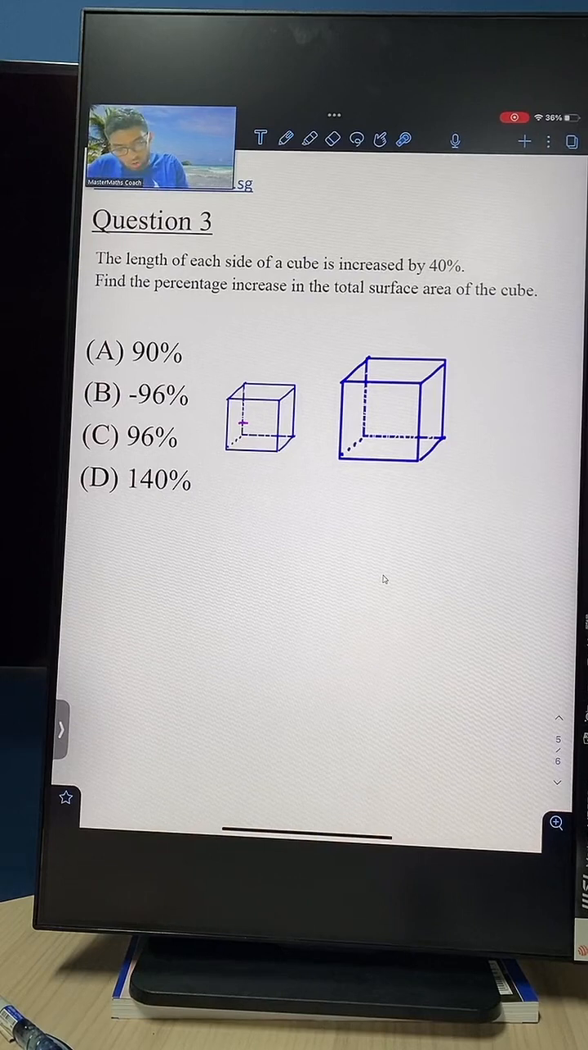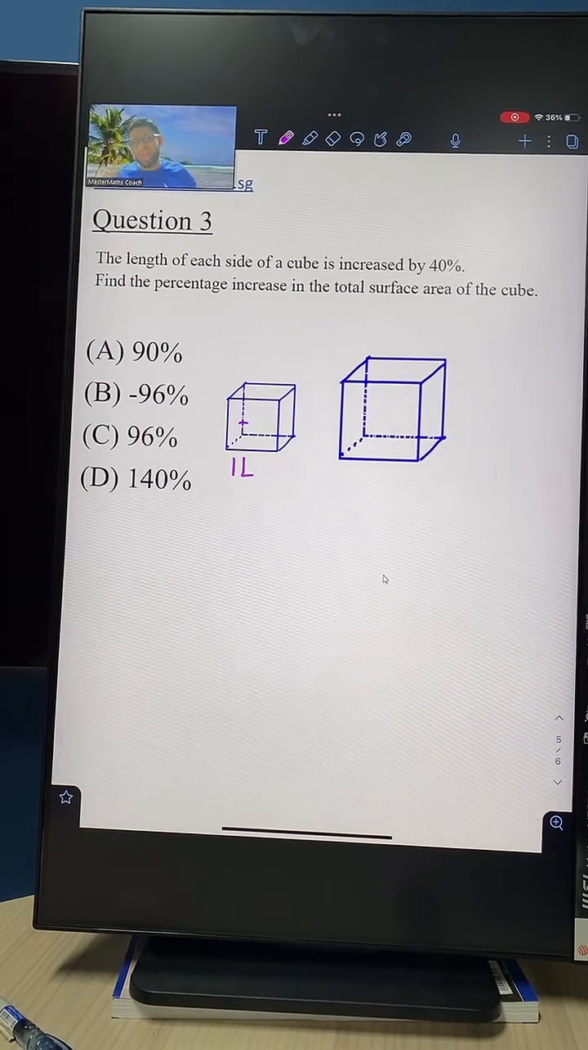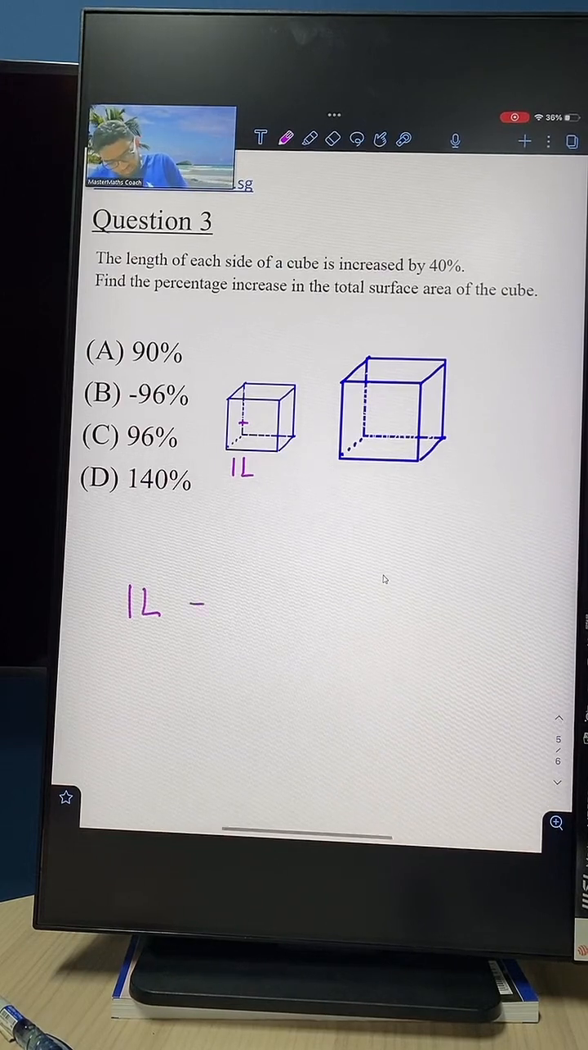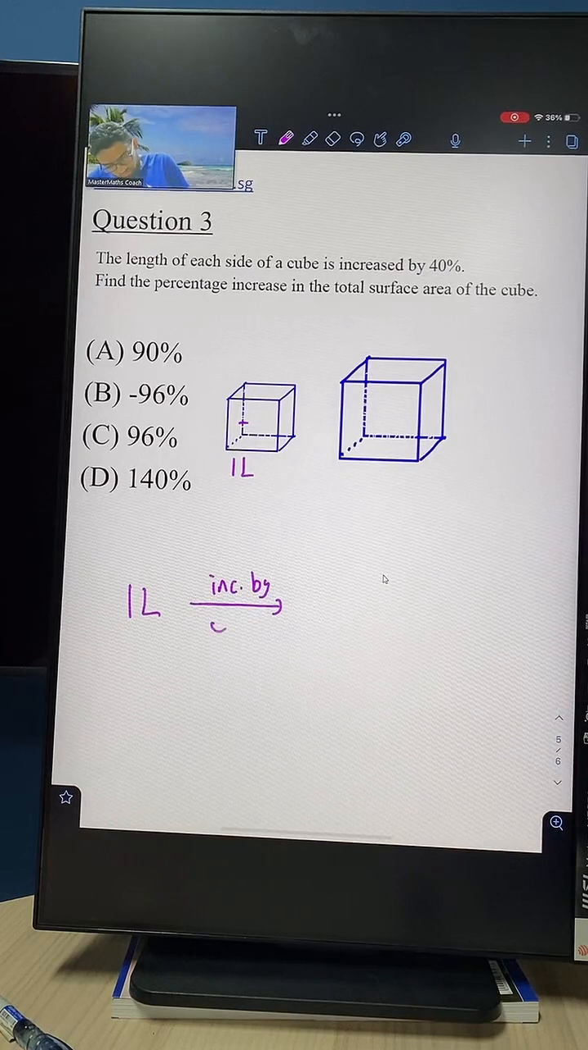Okay? So let's say for example, we let the length here be L. L obviously is 1L, guys. Now that 1L increased by 40%. Now how do I handle that particular statement there? What happened to L? Okay, so originally it was 1L. Take note of this. It increased by 40%.